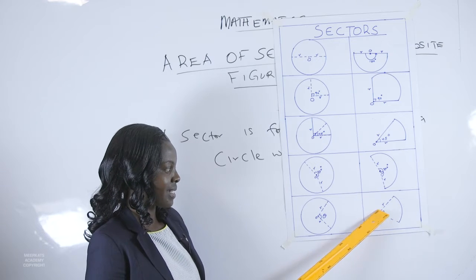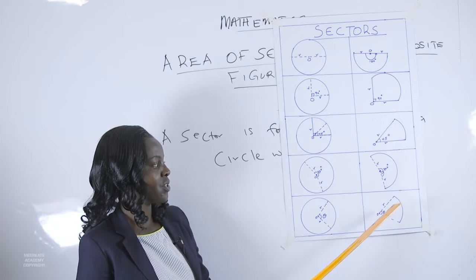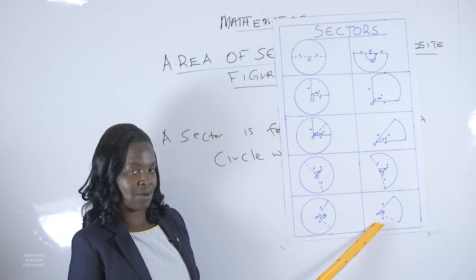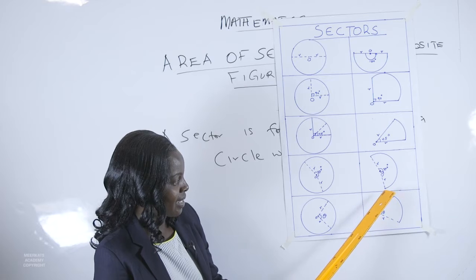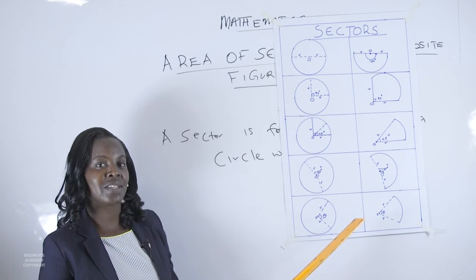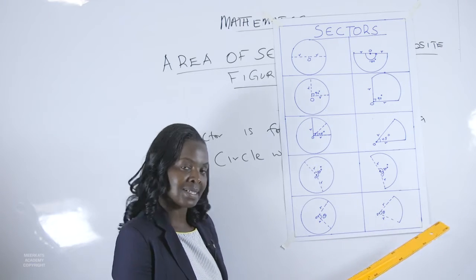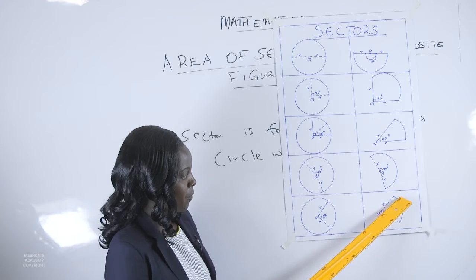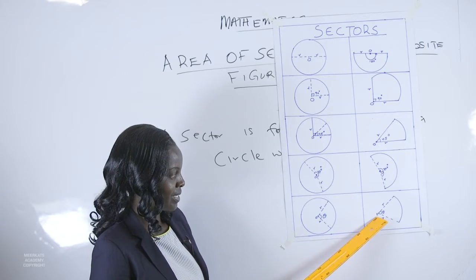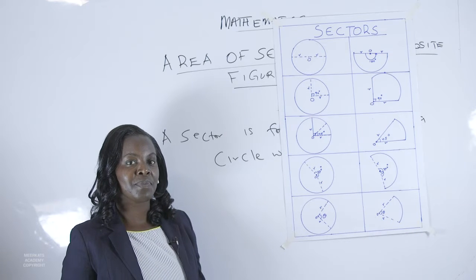Then this sector also has two radii. We have said a sector must have two radii, and it originates from the center of the circle. We have said that the sector also has an arc, the part of the circumference of the circle. So if we cut a part of the circle with two radii, it has an angle at the center, it originates from the center of the circle and has an arc. That forms what we call a sector.